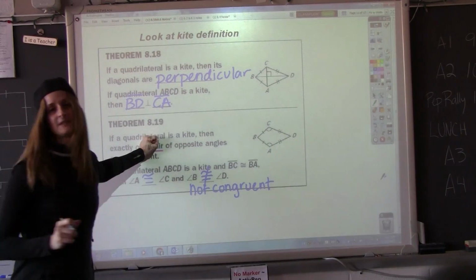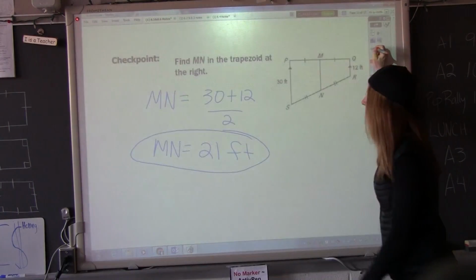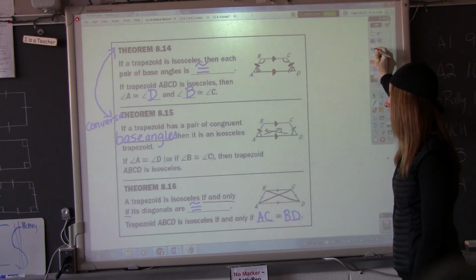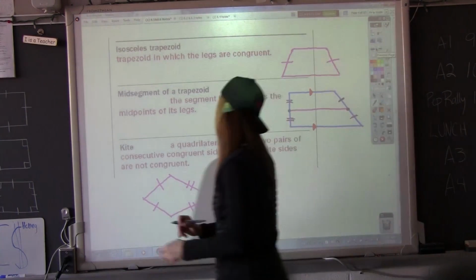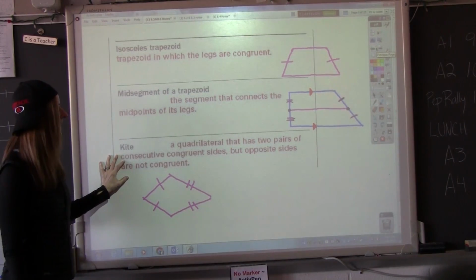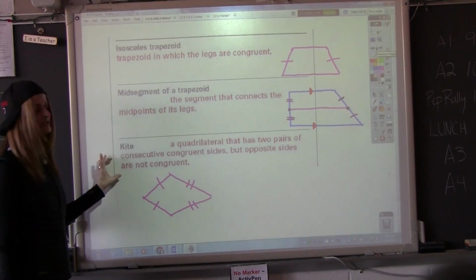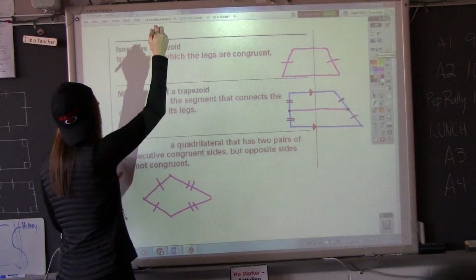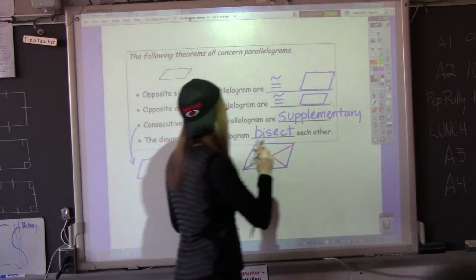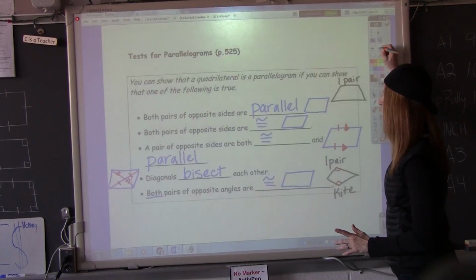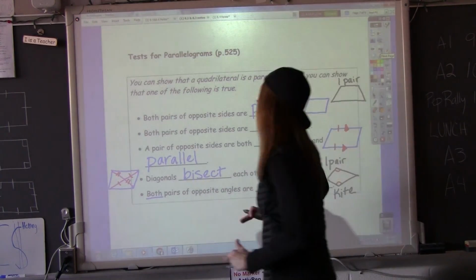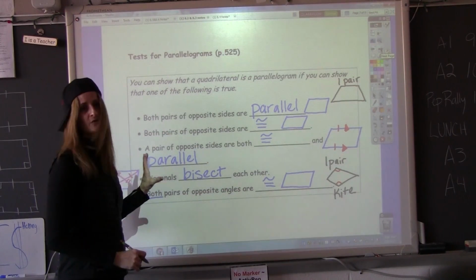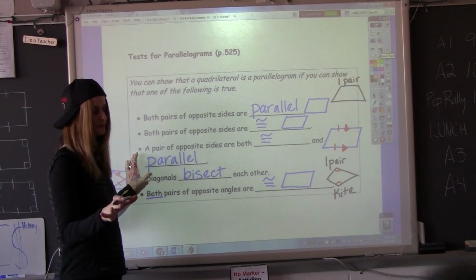All right. Let's go back and look at the kite definition. All right. Let's get serious. Kite. It's a quadrilateral that has 2 pairs of consecutive congruent sides. You already have this written down. Okay, but opposite sides are not congruent. In fact, if I remember correctly, these are in your notes in 8.2 and 8.3.